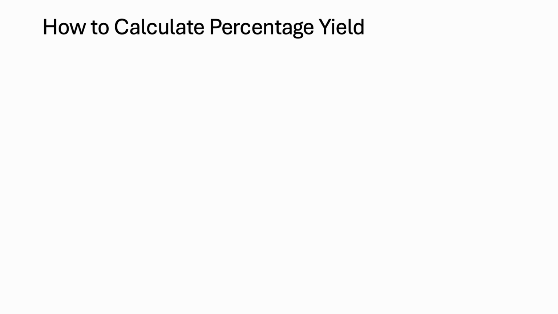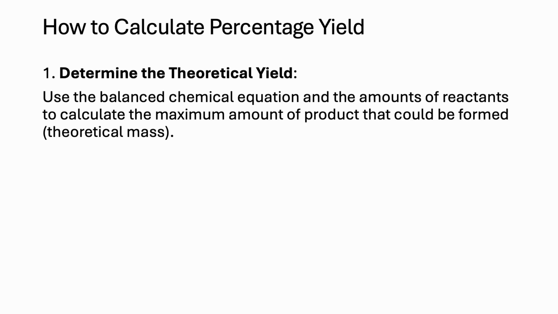Okay, let's move on to the next topic, which is percentage yield. How to calculate percentage yield? Determine the theoretical yield. Use the balanced chemical equation and the amounts of reactant to calculate the maximum amount of product that could be formed.